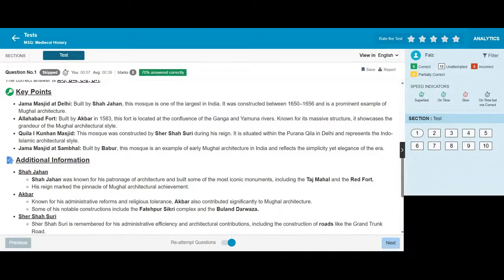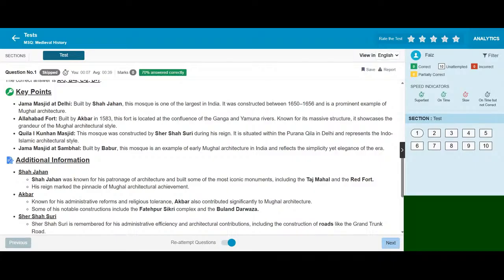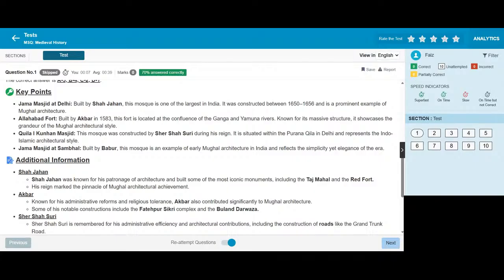Jama Masjid at Sambal, built by Babur. This mosque is an example of early Mughal architecture in India and reflects the simplicity yet elegance of that era.